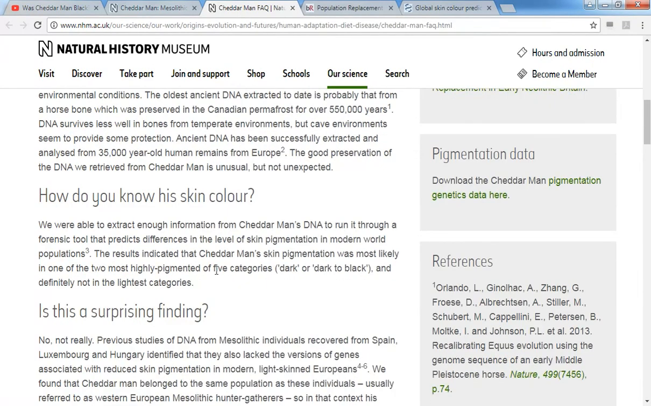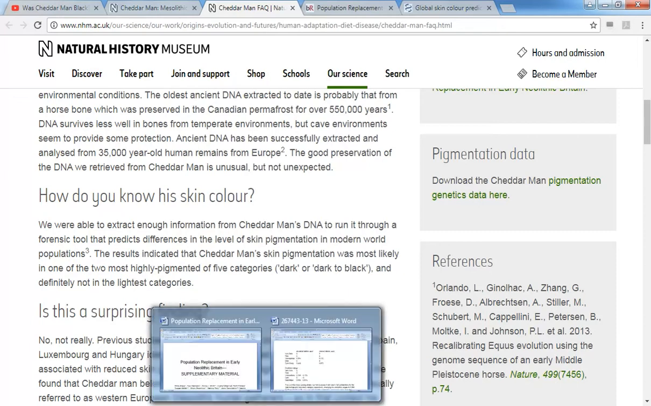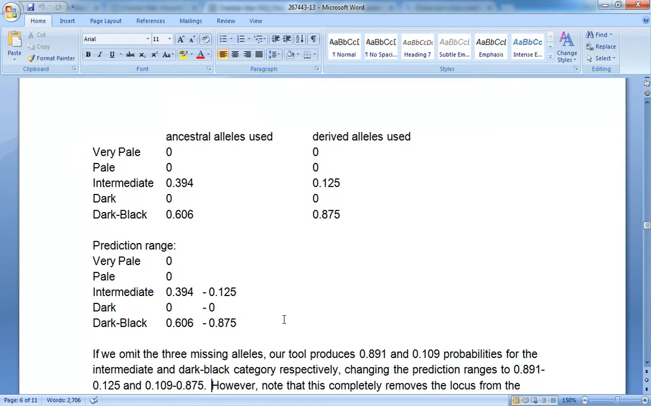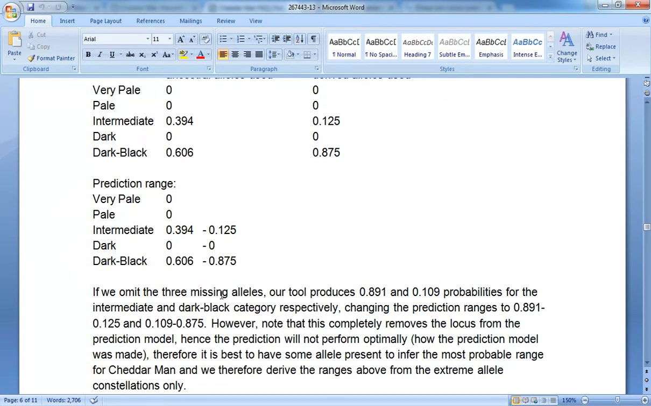It says the results indicate that Cheddar Man's skin pigmentation was most likely in one of the two most highly pigmented categories, dark and dark to black, and not definitely the lightest categories. That is a false claim, because this right here shows that it had a percentage of intermediate and dark to black. But it gets worse than that, because there are three missing alleles. They talk about if they omit those three missing alleles, if they don't put them in their tools, then the percentages switch completely. Now it's 89.1% probability of having intermediate skin color and 10.9% of having dark to black.